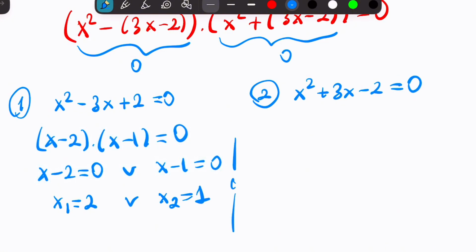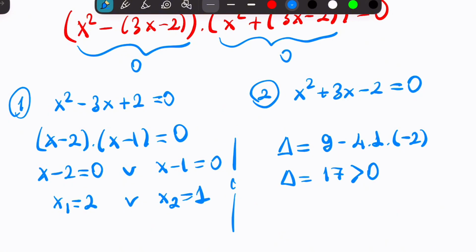Now let's move on to the second equation. When we look at it, it doesn't break down into factors, so let's move on to the discriminant, or delta. Let's calculate it: 9 minus 4 times 1 times minus 2, which gives delta equal to 17. Because it is bigger than 0, there are real roots. The roots x3,4 are minus 3 plus or minus the square root of 17, divided by 2.